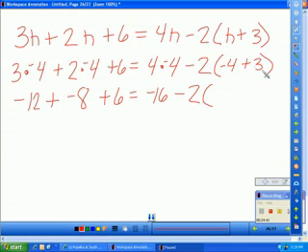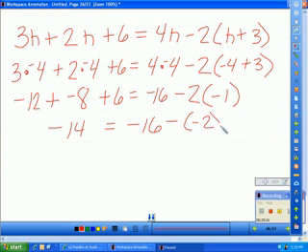Negative 4 plus 3 is negative 1. Negative 12 plus negative 8 is negative 20. Negative 20 plus 8 is negative 14. This will be negative 16 minus 2 times negative 1, which is negative 2. Change your minus to a plus, change the sign of the next. Negative 14 equals negative 14. I know that I did it right.